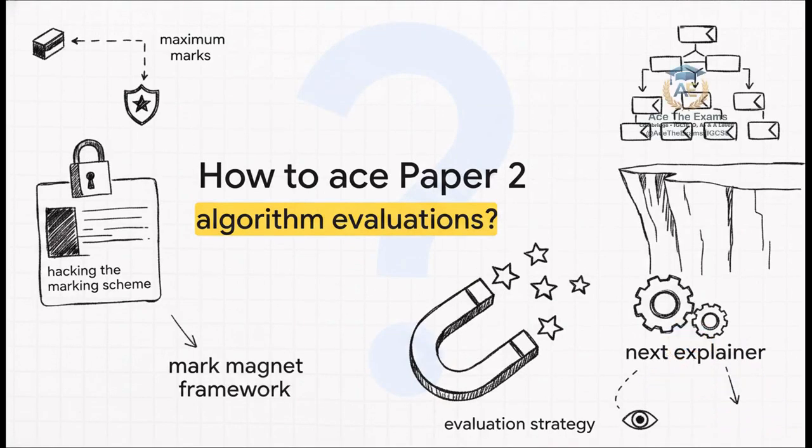So here's the crucial takeaway. You've just secured maximum marks in Paper 1 for data transmission. You know exactly how to hack the marking scheme for packet switching. But there is a massive cliff edge waiting for you in Paper 2. How do you lock down those top bands when the examiner asks you to evaluate complex algorithms? Well, that requires a completely different mark magnet framework, and we are diving into that exact evaluation strategy in our next explainer. You absolutely do not want to miss it. Let's keep this momentum going.